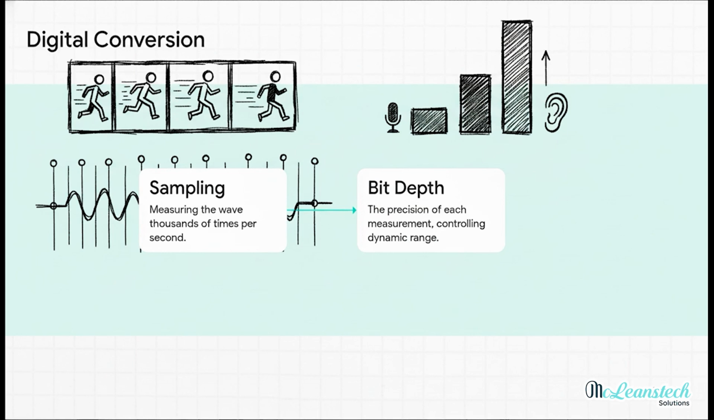First up is sampling. Think of it like a filmmaker's flipbook. The more pictures or frames you draw per second, the smoother the animation looks. Same idea in audio. The more snapshots we take of the sound wave, the more accurate it's going to be.